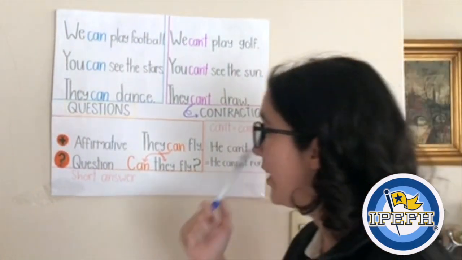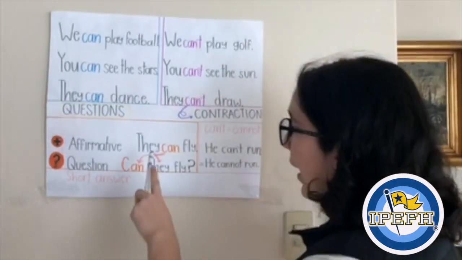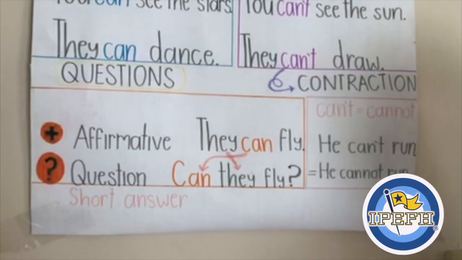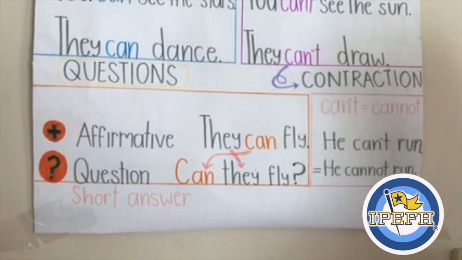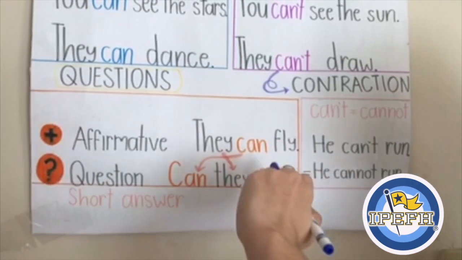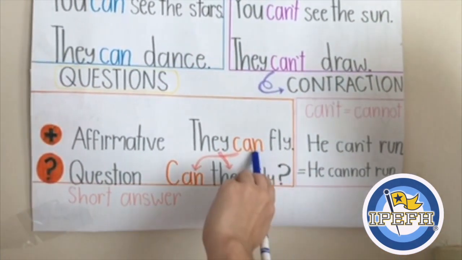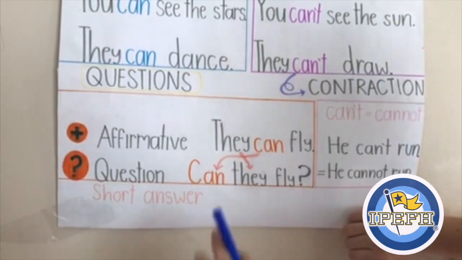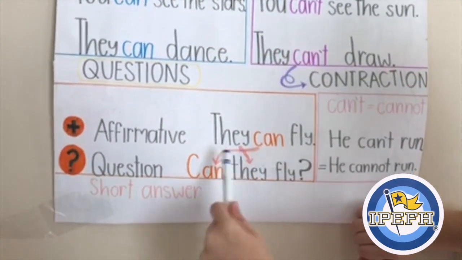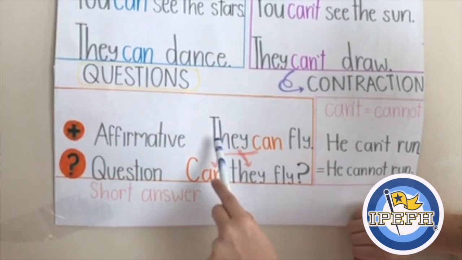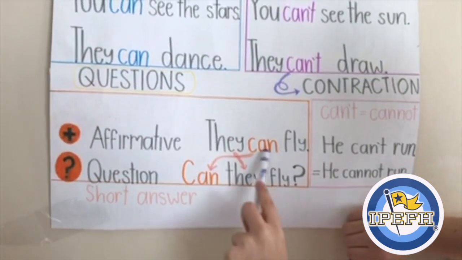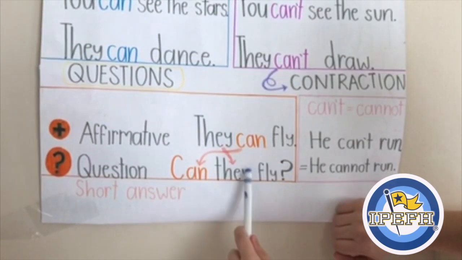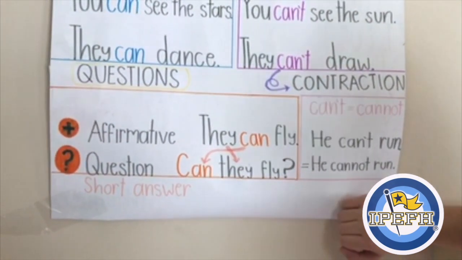Now, for questions. Remember guys, if you have a question, you have to first place an auxiliary. In this case, as can is an auxiliary, you just have to switch the order of the words. As you can see here with the arrows, they can fly. You change can and they. You switch them. Can they fly? And add the question mark.